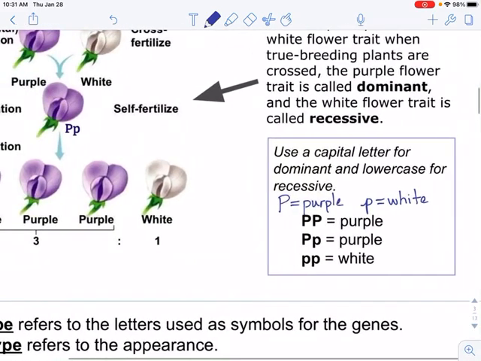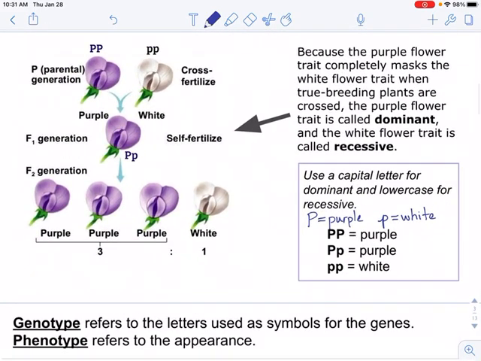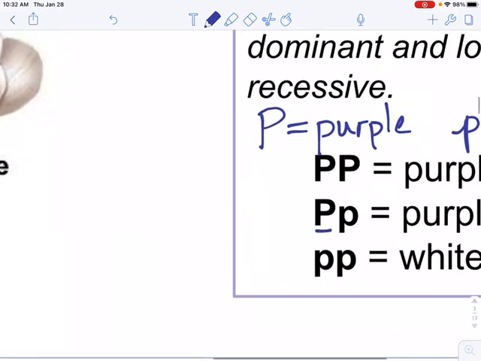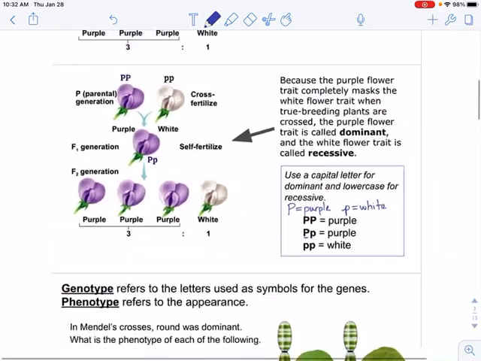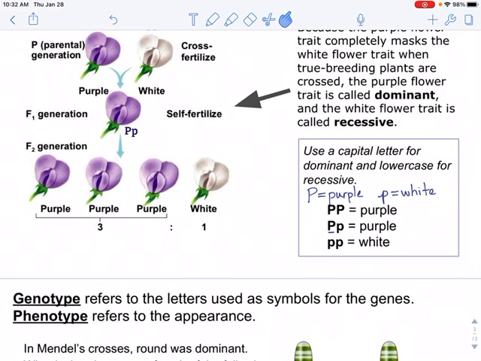So this box is just showing you all of the possible allele combinations that we can make. We could have homozygous purple, which means it has the two purple alleles that are the same. We could have homozygous white, which means it has the two white alleles that are the same. Or we could have heterozygous, which would be purple because it has that capital P, which would hide the lowercase p and it would look purple.